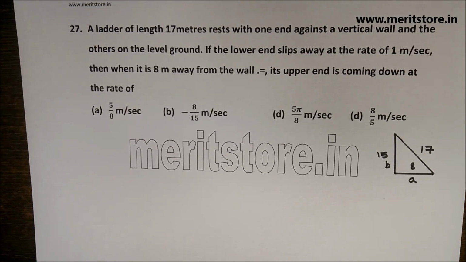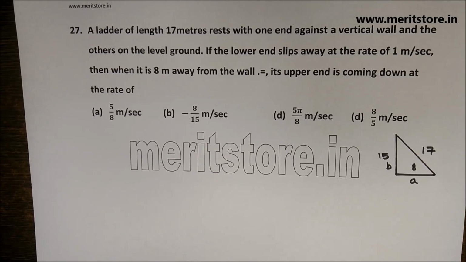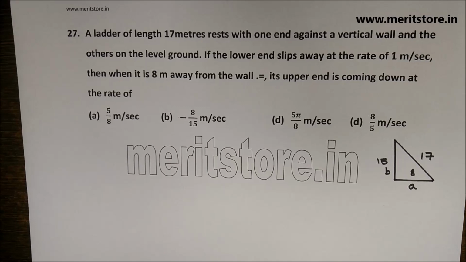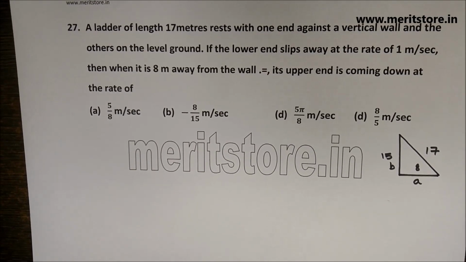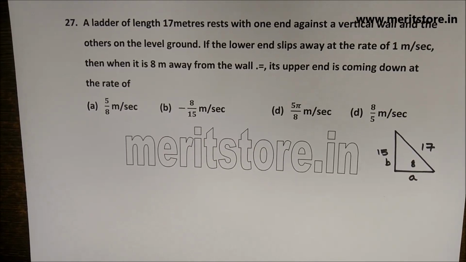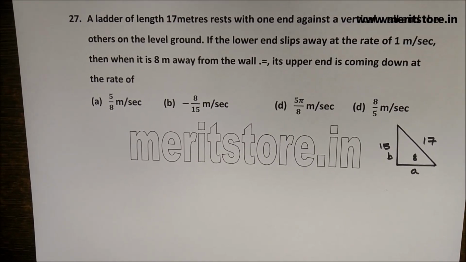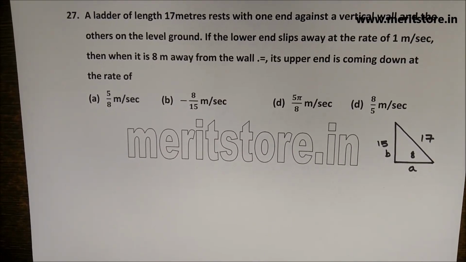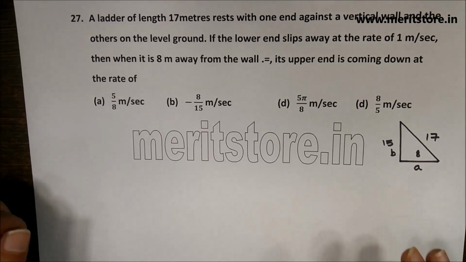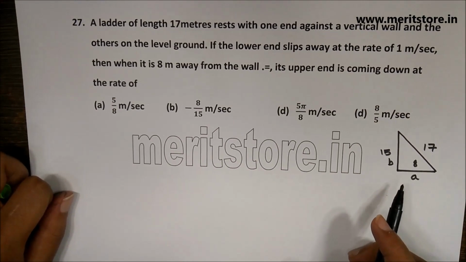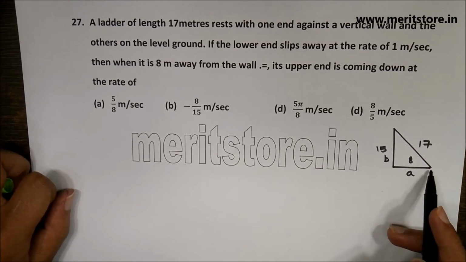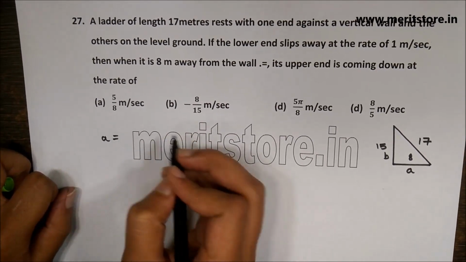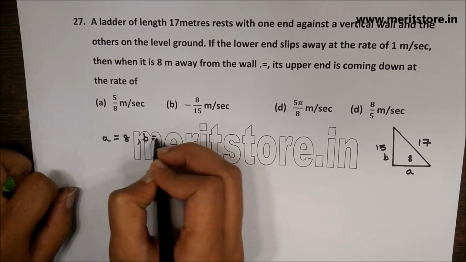27. A ladder of length 17 meters rests with one end against a vertical wall and the other on the level ground. If the lower end slips away at the rate of 1 meter per second, then when it is 8 meter away from the wall, its upper end is coming down at the rate of option A 5 by 8 meter per second, option B minus 8 by 15, option C 5 pi by 8, option D 8 by 5 meter per second. So this is the diagram for a ladder and the wall and the way it is slipping. We have A is equal to 8 and B equal to 15.